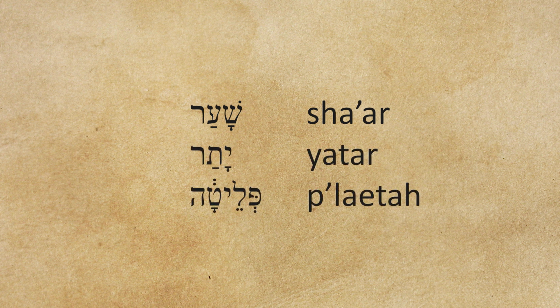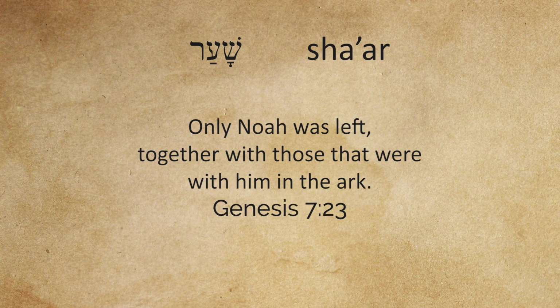From the 3 words, you will conduct a word study, which I'll show you, and then you have to determine what is the pattern. So the first word is sha'ar, and it's in the story of Noah. Noah is identified as the first remnant. Only Noah was left. It means to be left, to remain. And it's interesting, those who were with him in the ark, Noah was the righteous one.